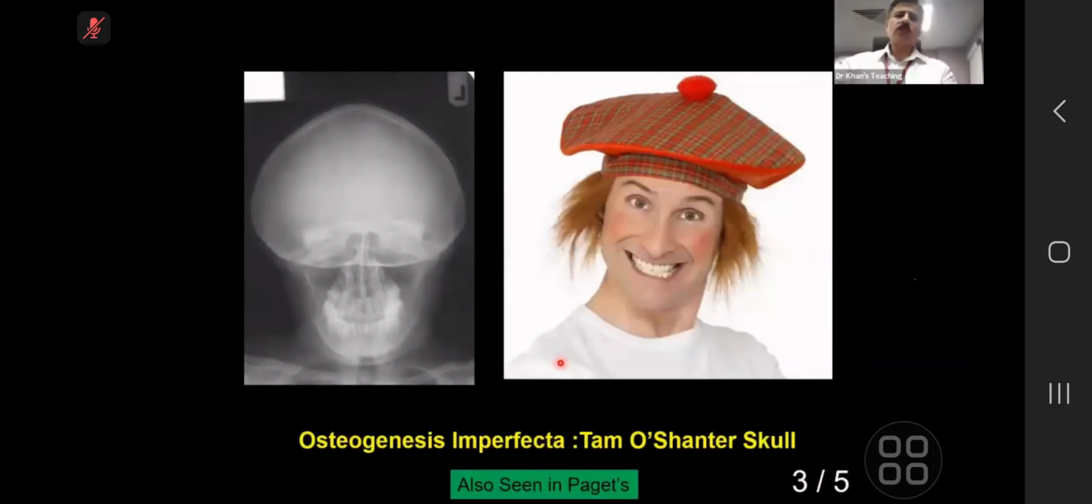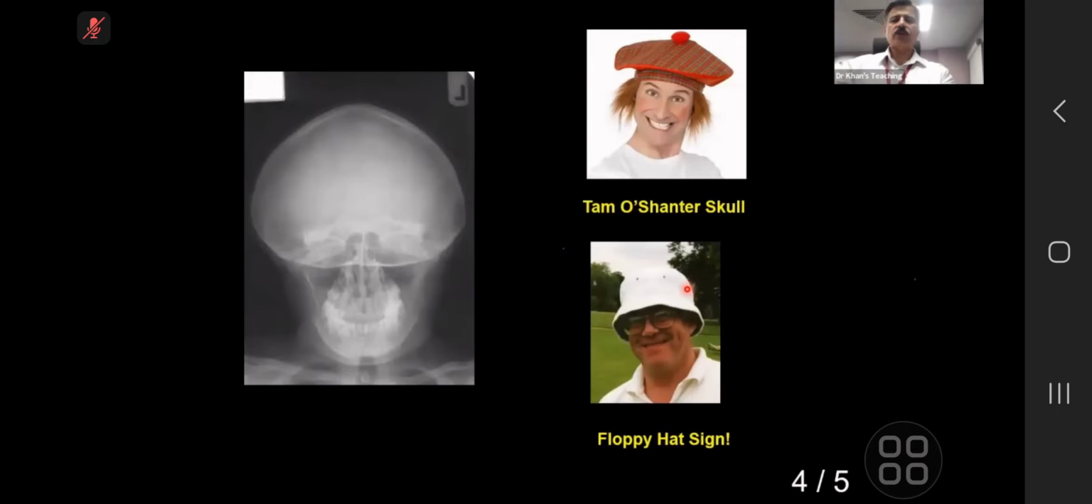This is osteogenesis imperfecta. In Scottish literature, it is the Tam o' Shanter skull, this is that cap. Actually, also in literature, you will see the word floppy hat sign for this. Actually, if you see here what is happening, let me explain to you.